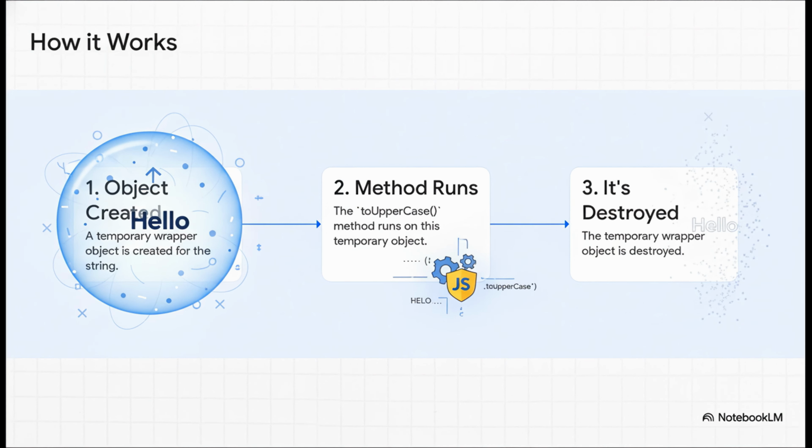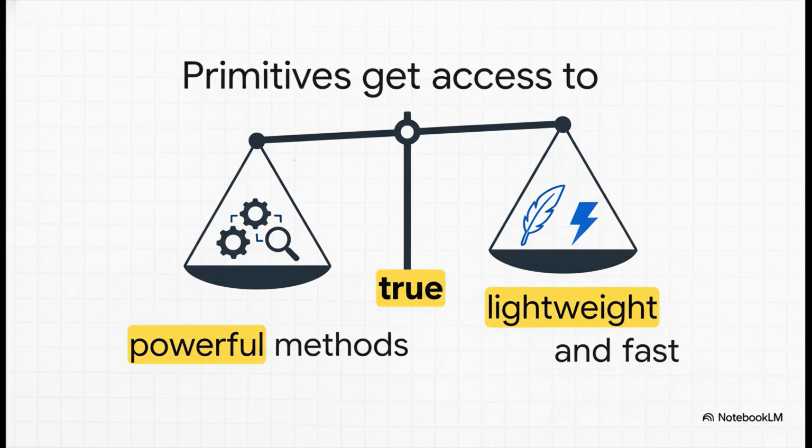So when your code runs str.toUpperCase, 3 things happen in the blink of an eye. First, JavaScript creates a temporary string object that's holding your value, hello. Second, the uppercase method gets to run on that object. And third, as soon as it has the result, that temporary object is destroyed, leaving your original simple string totally untouched. And this right here is the absolute genius of the solution. We get the best of both worlds. Our primitives get access to all these powerful methods, but they stay fundamentally simple, lightweight, and fast. And you better believe that JavaScript engines are highly optimized to make this whole process incredibly efficient.